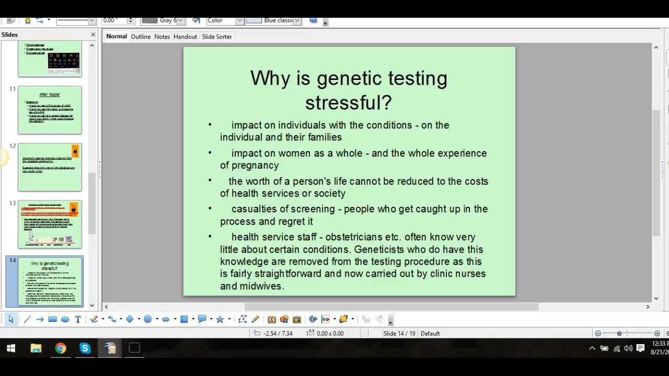Geneticists who do have the knowledge of the condition are removed from the testing, however, because the message is carried out by clinic nurses and midwives and doctors, not by the people who actually test for the conditions. So the information may get lost in the process of how we receive the information about the condition.